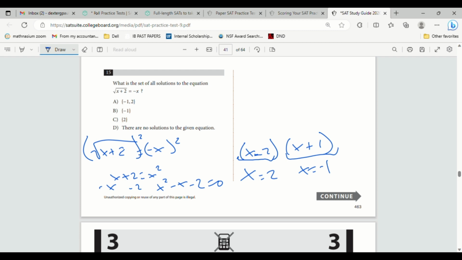So plugging in 2, we get square root of 2 plus 2 equals negative 2, which is square root of 4, which is 2, equals negative 2, which is not true. So it's not A or C. Plugging in negative 1, we get square root of negative 1 plus 2 equals negative 1. So negative 1 plus 2 is just 1. So square root of 1 is 1 equals negative 1, so it's a positive because 2 negatives make a positive. So 1 equals 1. So negative 1 is our answer.